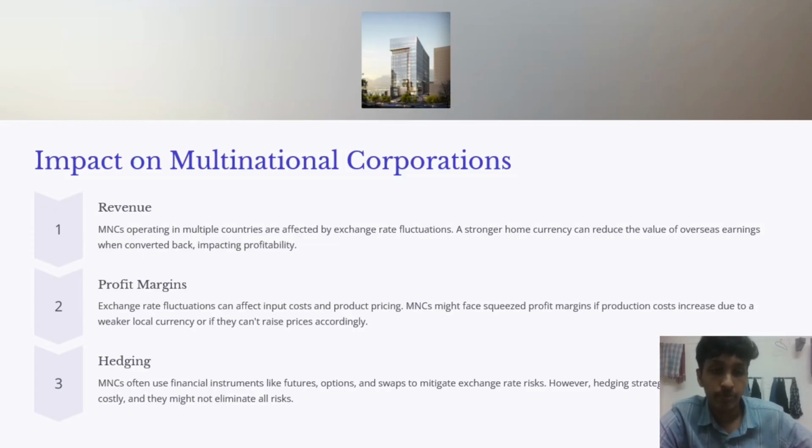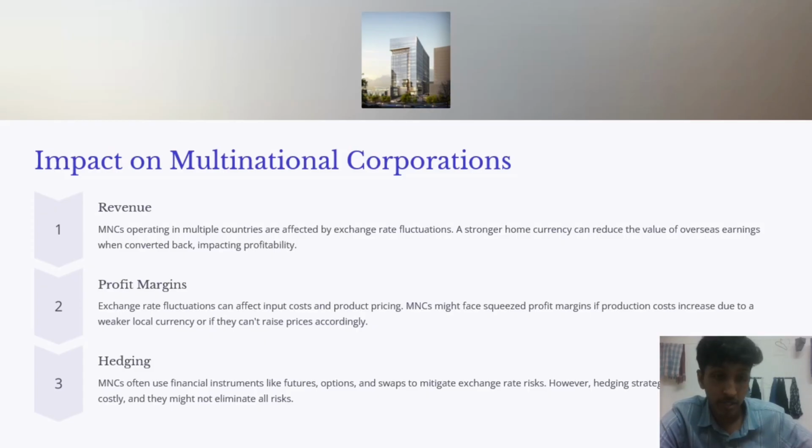Profit margin. Exchange rate fluctuation can affect input cost and product pricing. MNCs might face squeezed profit margins if production costs increase due to a weaker local currency, or if they can't raise prices accordingly. So profit margin is the difference between how much the company earns and how much it spends. So if a currency gets weaker, it can cost more to make a product. This will automatically reduce the profit margins.